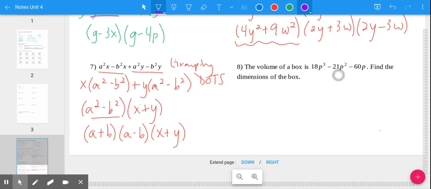So for our last example, you should have found out that there is a GCF here, and also you can use trinomial. And maybe you tried trinomial straight out the gate. The only thing you have to be cautious of is they all have the variable p, so we would need to take that out before trinomial would work. So the GCF is 3p. We're left with 6p squared minus 7p minus 20.